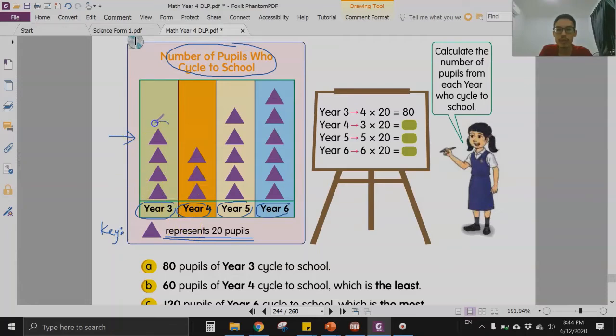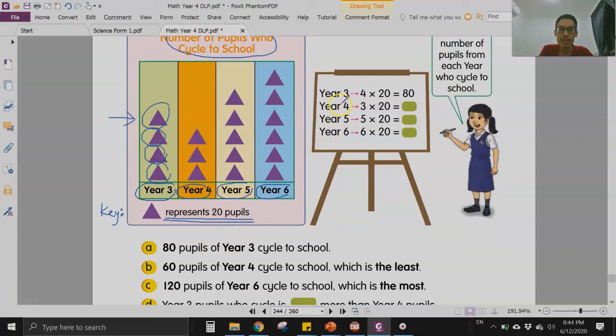So for year 3, there are 4 triangles. Can you see that? 1, 2, 3, 4. So one triangle is 20 pupils. So 4 triangles, 4 times 20 equals 80 pupils. So there are 80 pupils of year 3 who cycle to school. Okay, let's look at year 4. There are 3 triangles. 1, 2, 3. One triangle is 20. So 3 triangles times 20, you get 60. So there are 60 pupils of year 4. Can you see that?